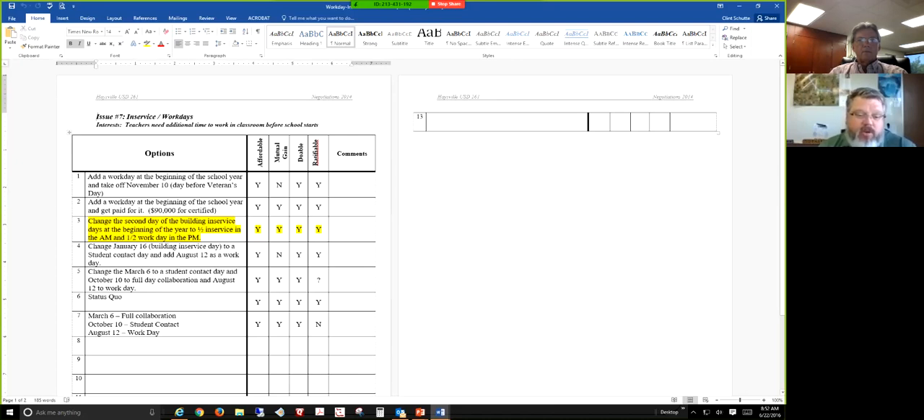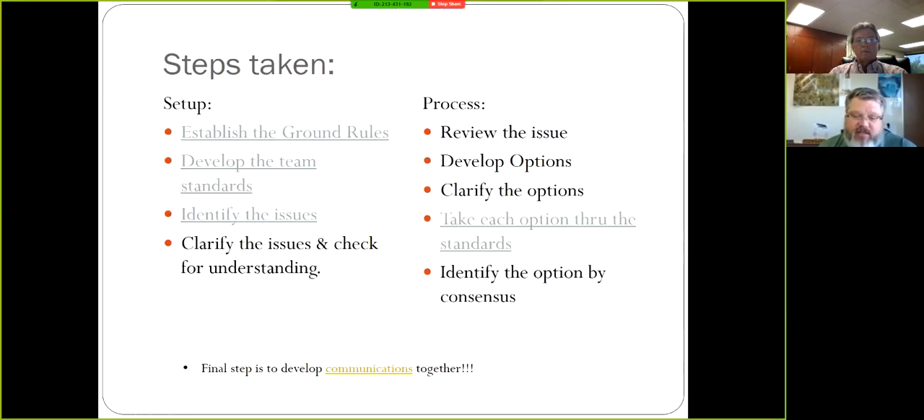And when we went through and all those were yeses, it's at that point in time that you have to reach consensus. You identify the options by consensus. Which of those all yeses can everybody in the room say, yep, we're good with that? And by taking those through the standards, you're doing that comparison.